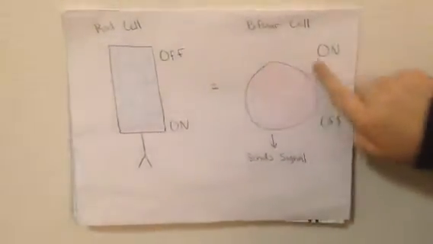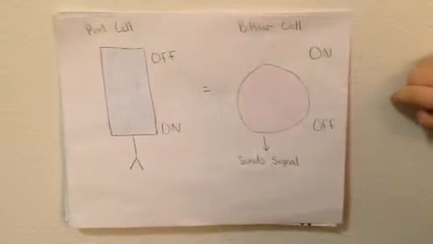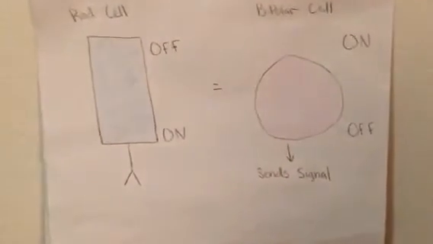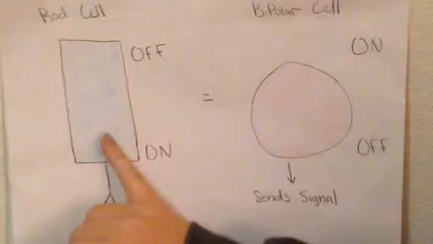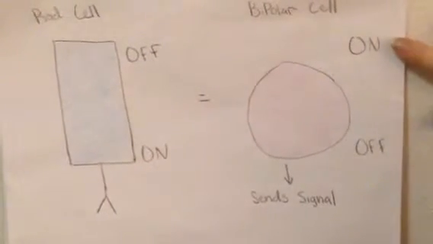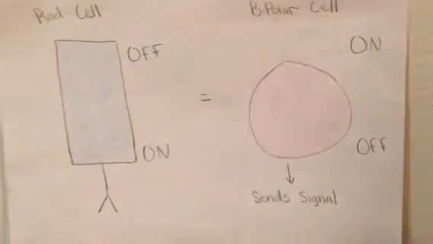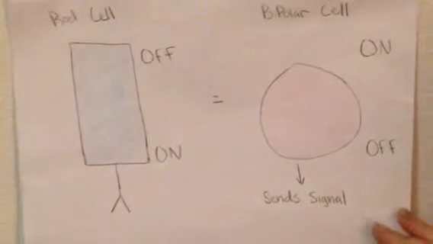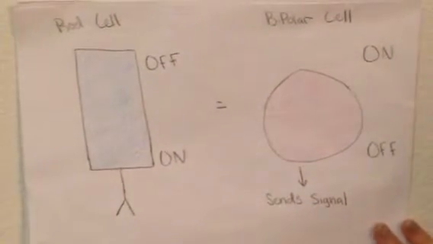This cell shown here is known as the bipolar cell, and it does the opposite of whatever the rod cell is doing. So if the rod cell turns off, the bipolar cell will turn on, which sends a signal to the brain letting it know that there's light present.